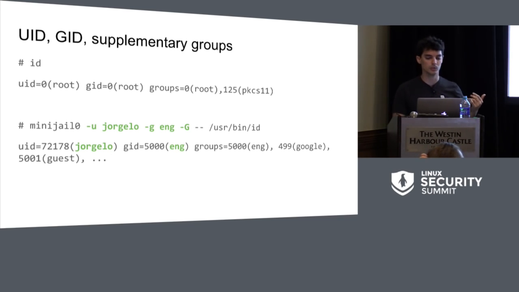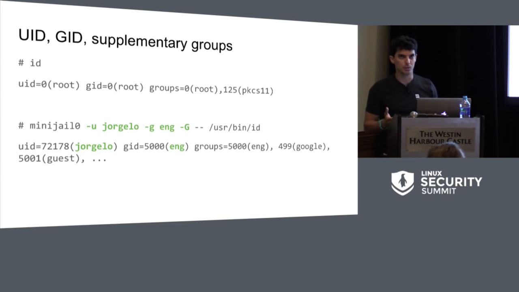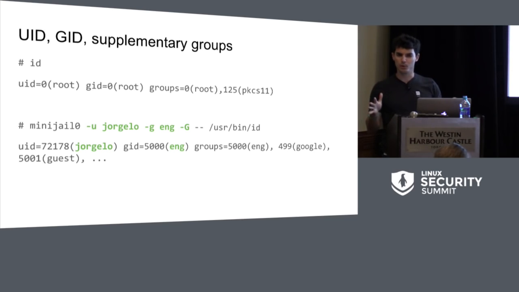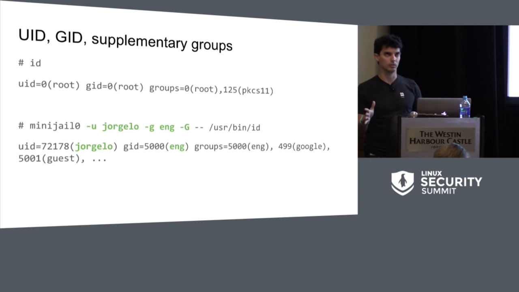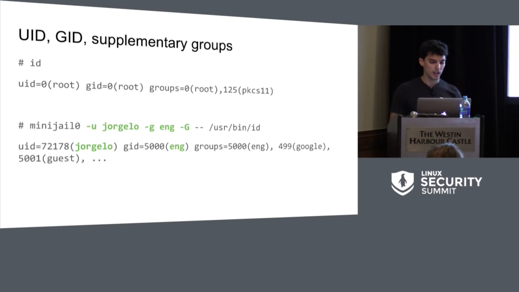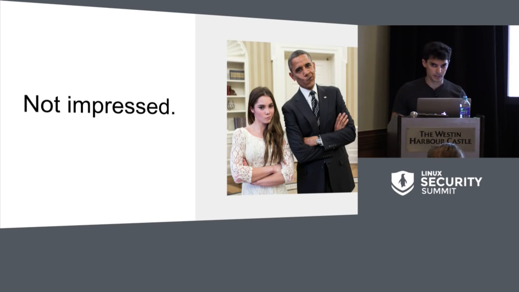So the first thing that you want to do is kill all the red lines that I had on my slide before. We don't want to run things as root. Most things don't actually need to run as root, usually. So why do we do it? Well, let's not do that. I can run the id program very creatively. If I run it under Minijail, I can drop root UID and group ID and just run it as my normal user. And your reaction at this point should be not being impressed.